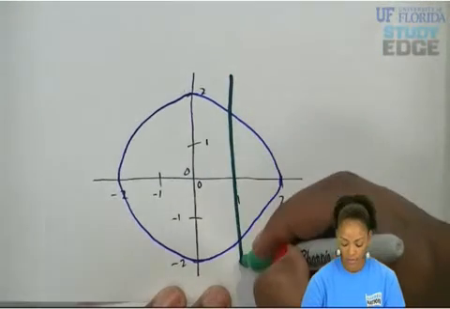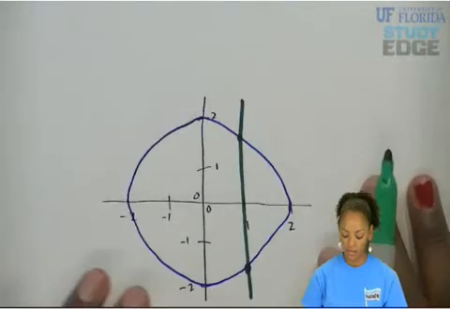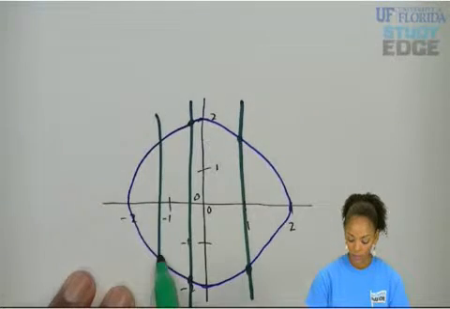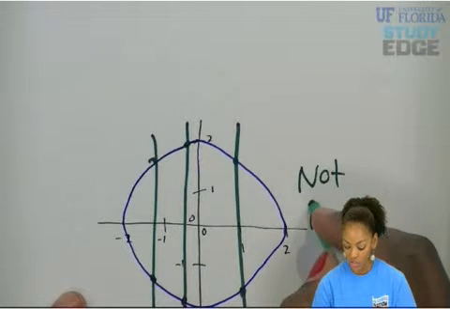So let's draw a vertical line. Does it touch the graph in more than one place? Yes. And you can draw a mini vertical line, you'll see. So this is not a function.